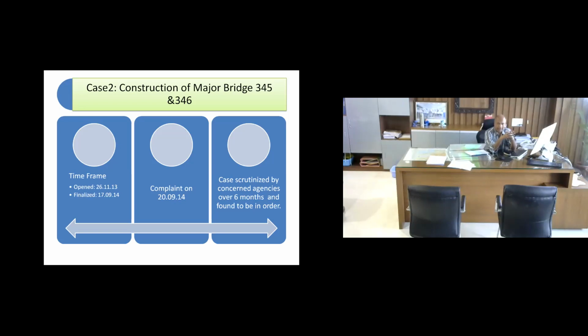And agencies did their job for 6 months' time and they found nothing and the file was returned back. But the issue is, you see, it was not that the committee did not know. The committee knew that the work credentials are not okay and still they recommended just to avoid trouble from the person.